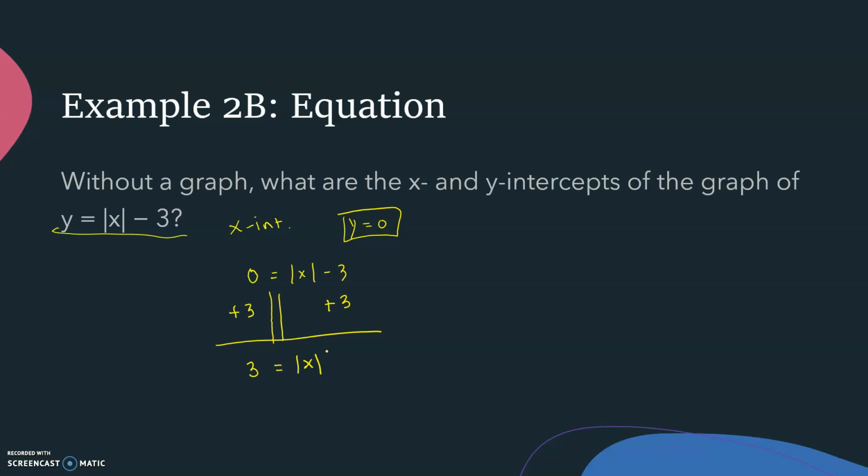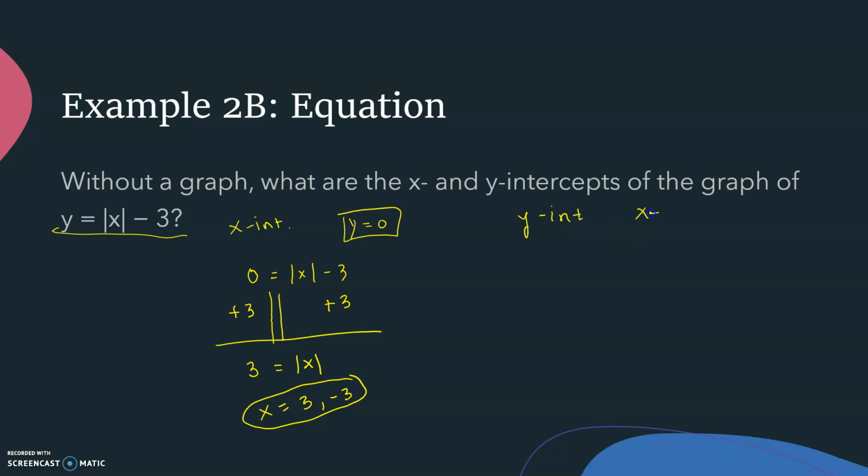Absolute value means how far is that number from 0. So one number that is 3 away from 0 is 3. The other number is negative 3. So both of these two numbers, if you take the absolute value, you get 3. There are 2 x-intercepts. It's okay for there to be 2 x-intercepts, but there's only ever one y-intercept.